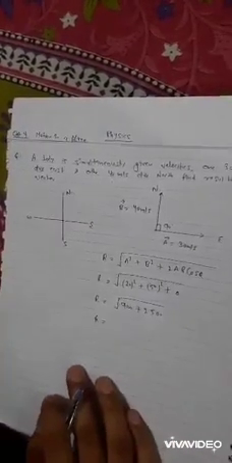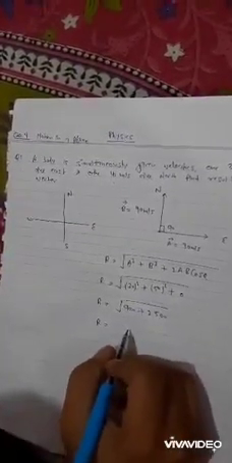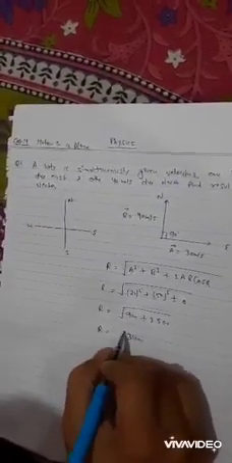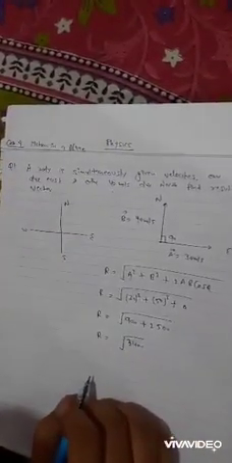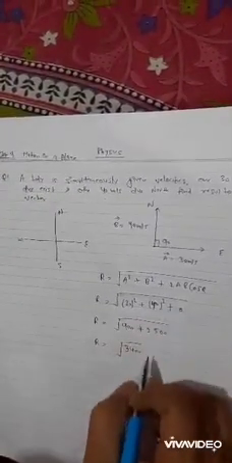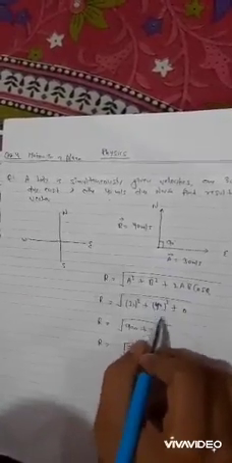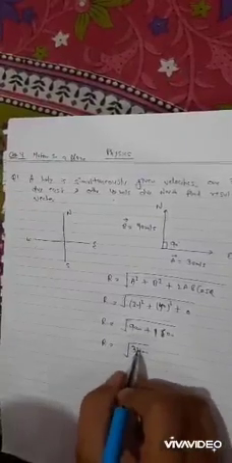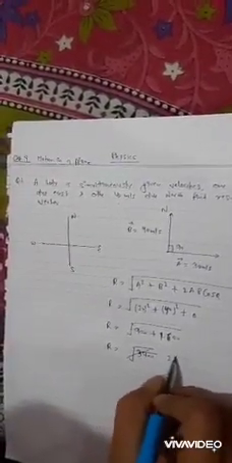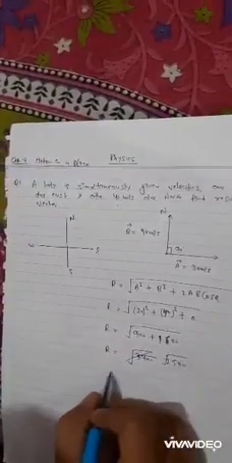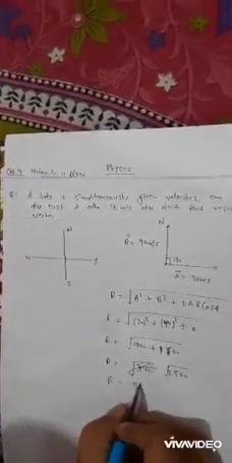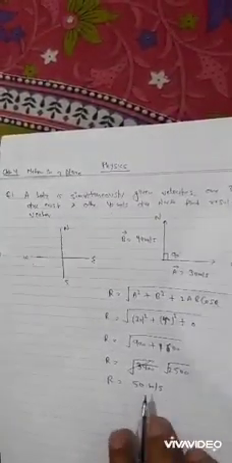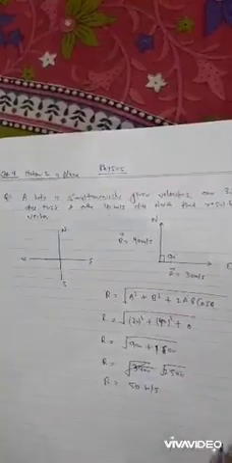Thirty square is 900, and the square of 40 is 1600, and 900 plus 1600 is 2500. The square root of this is equal to 50 meter per second. So this is the magnitude, that is 50 meter per second.